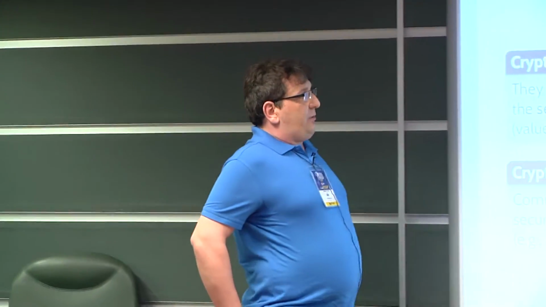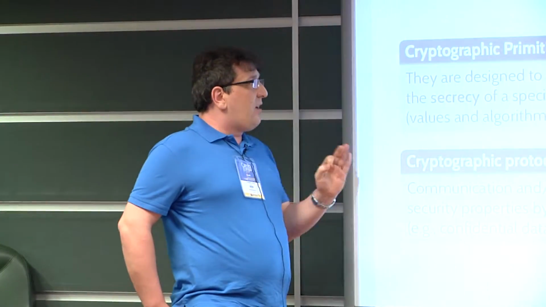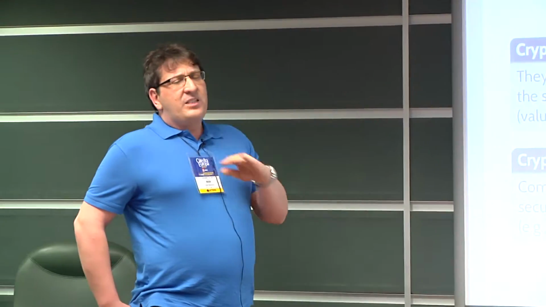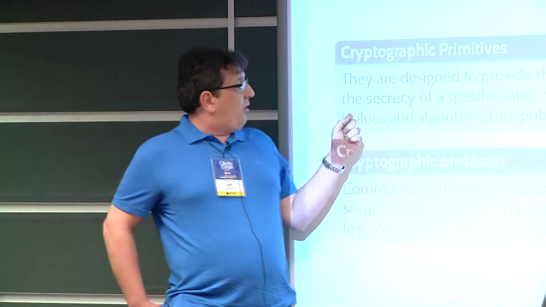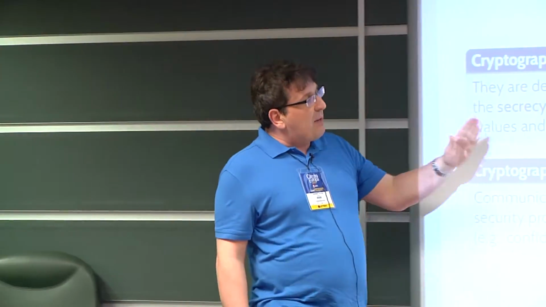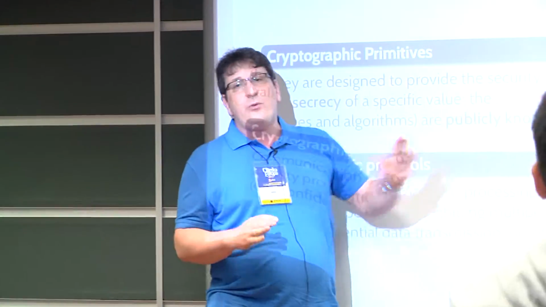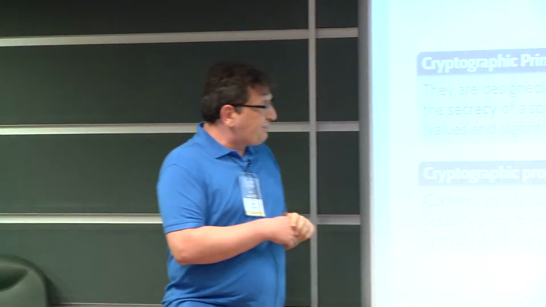So, what about cryptography? Cryptographic primitives are designed to provide security properties relying uniquely on the secrecy of a specific value, the secret key. Any other specification of the cryptographic algorithm, this means the algorithm itself or the other parameters of the primitive, are publicly known. The only secret, the only unknown information, is the secret key. So all the security of the primitive is based on this value.